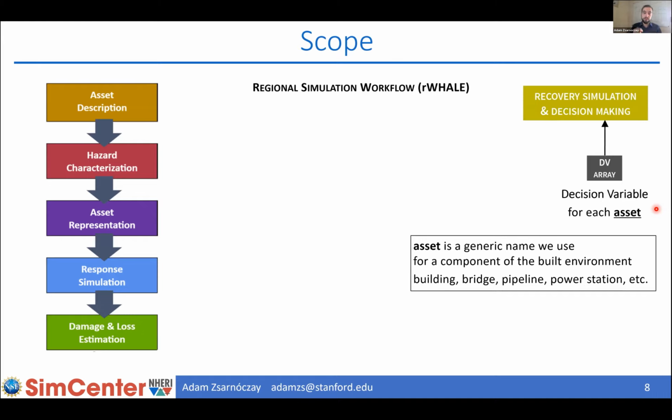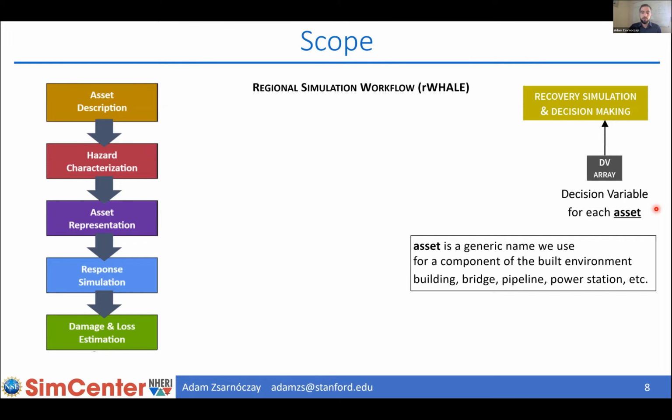For each building, for each asset, to be even more generic, assets, again, are just a word we use for buildings, pipelines, power stations, all kinds of things, components in the built environment. So for each of these, we would like to have these decision variables available to help us understand the consequences of a particular event. Now, this is not enough in itself.